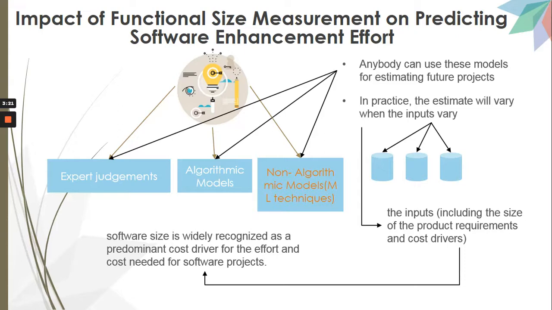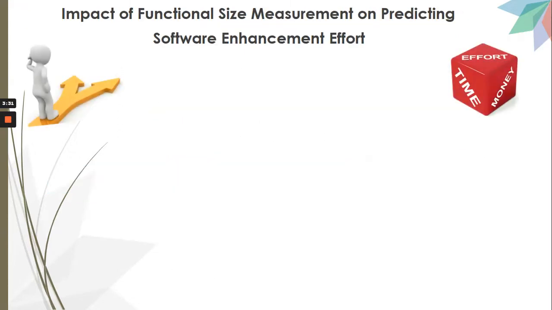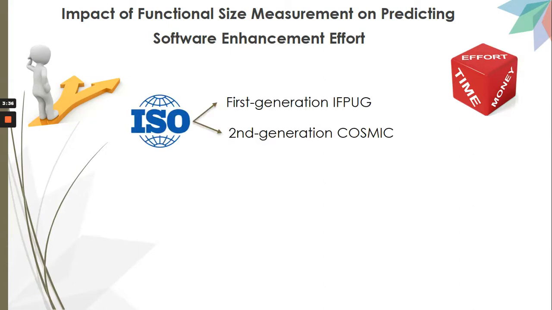Software size is widely recognized as a predominant cost driver for the effort and cost needed for software projects. In this work, we assess the effectiveness of the most popular functional size measurement methods: the first generation, the International Function Point Users Group, IFPUG, and the second generation, COSMIC, the Common Software Measurement International Consortium, for measuring functional change, and therefore to be used as independent variable for predicting software enhancement effort.